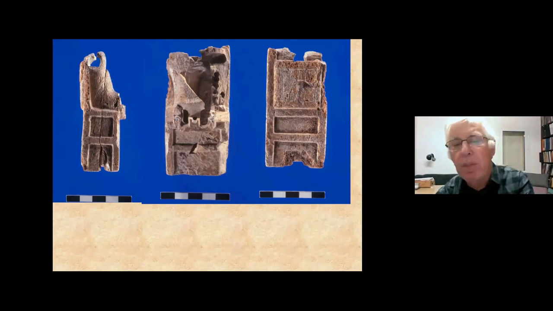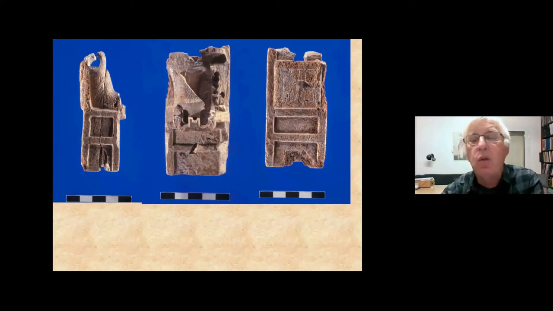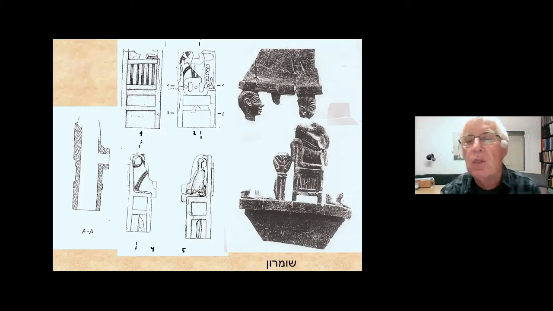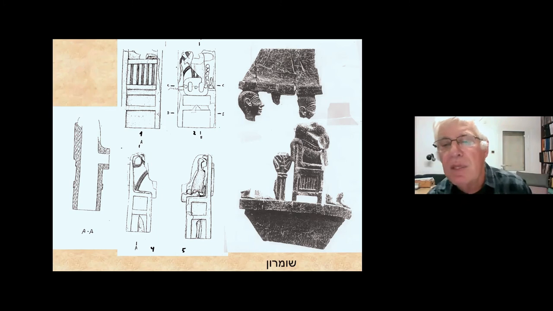An ivory statuette that we found near these houses. And this ivory statuette shows us a king sitting on his throne. It is very broken. The hands, the head, the legs were made separately and they were not preserved. But we can compare it to this ivory that was found in Samaria, the capital of Israel.